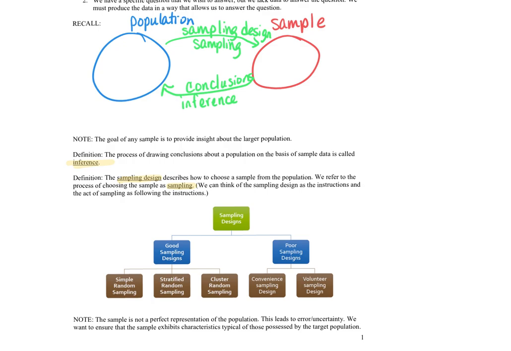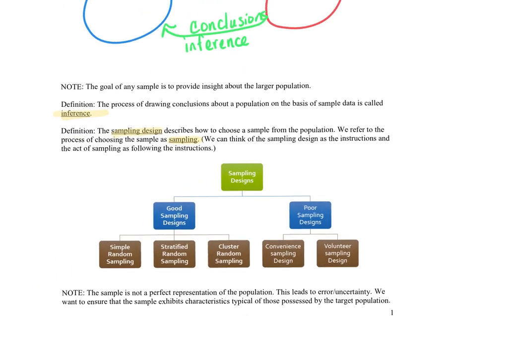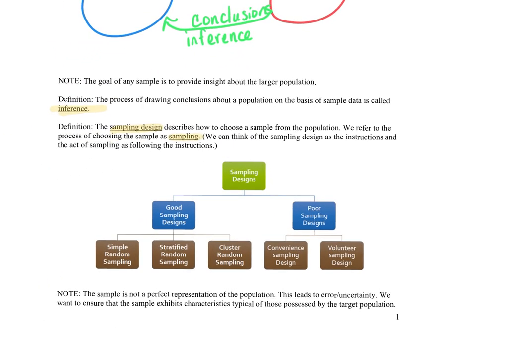The sample is not a perfect representation of the population. This leads to error and uncertainty. We want to make sure that the sample exhibits characteristics typical of those possessed by the target population. So again, with sampling designs, you can have good sampling designs and you can have poor sampling designs.